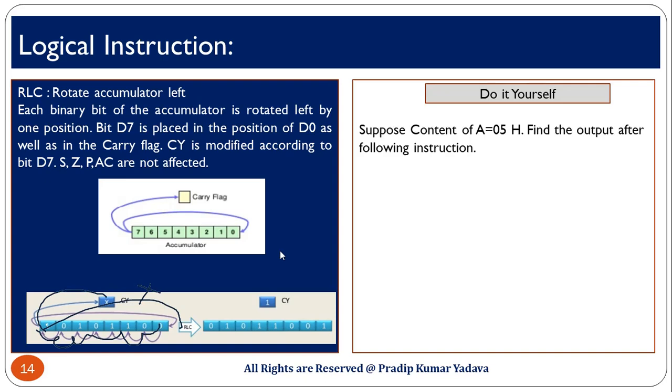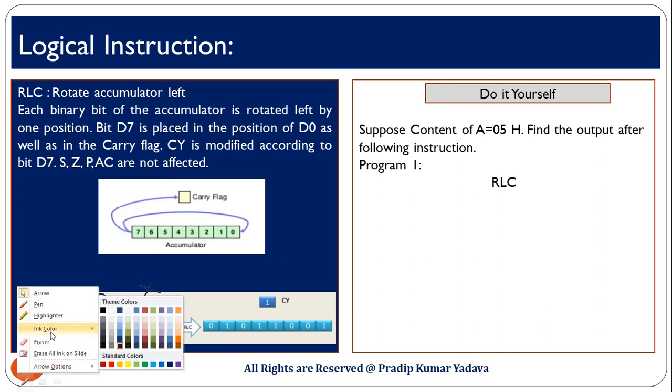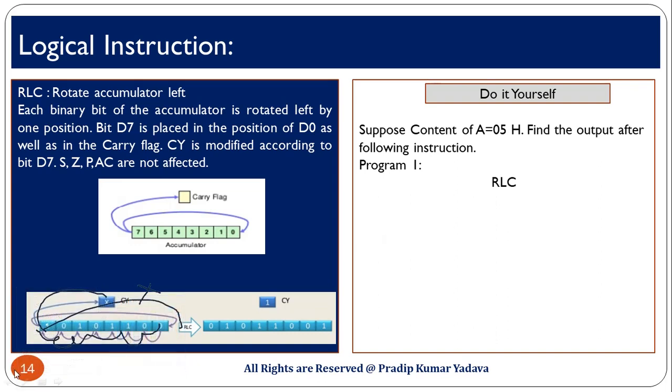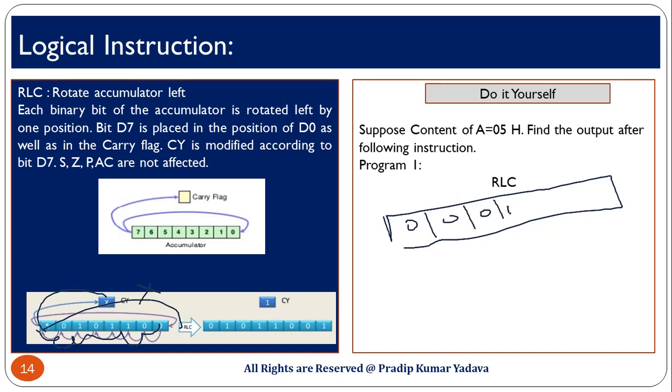Now you can check the example: A equal to 05, find the output after following the instructions. Suppose the content of A is 05 and you have to perform RLC. Then what happens? Let me explain it. Let me take a pen. Firstly, you have to write 05, means 0, 0, 0, 0, again 0, 1, 0, 1. So this is 05 and you have to perform RLC.